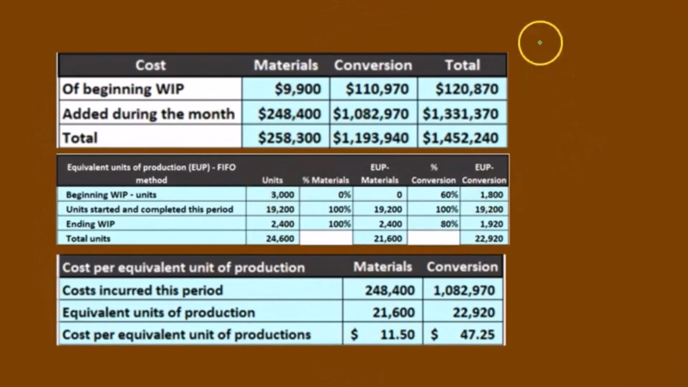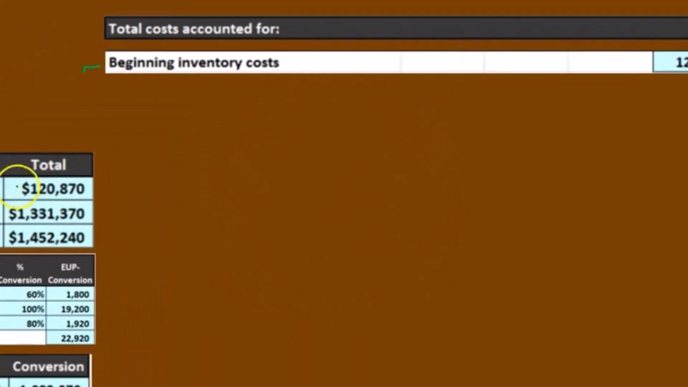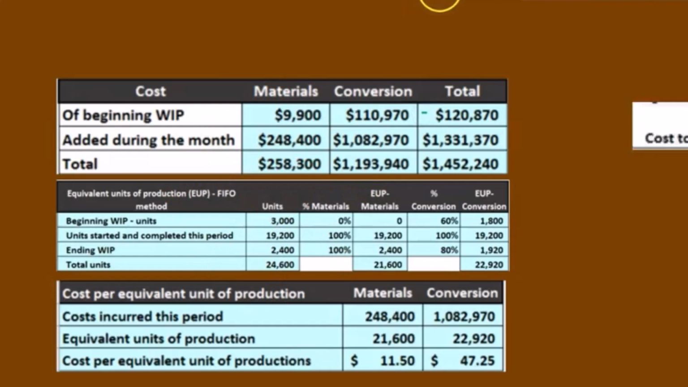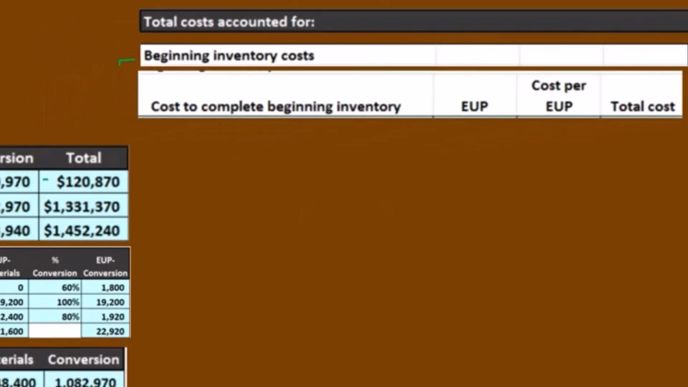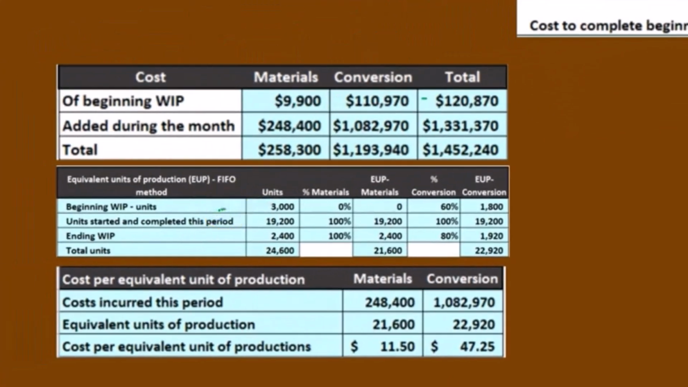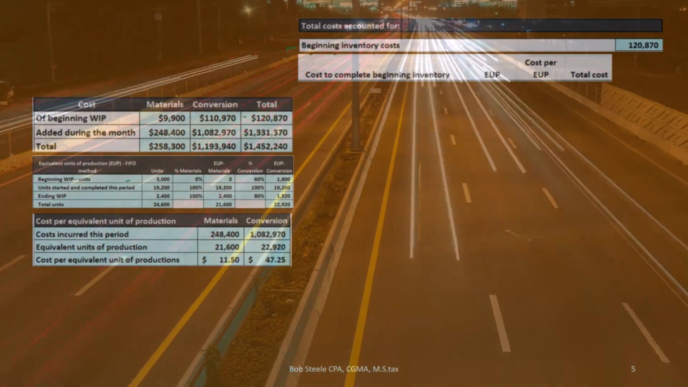And then we're going to have our calculation. So here's our beginning inventory. That's what was in there at the beginning. Then we're going to add to that: we're going to calculate the cost to complete the beginning inventory. So we're going to go through this one line by line and convert our equivalent units line by line to dollar amounts using our equivalent unit costs here.